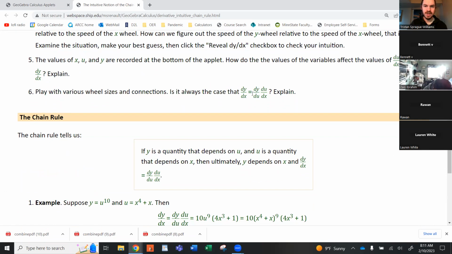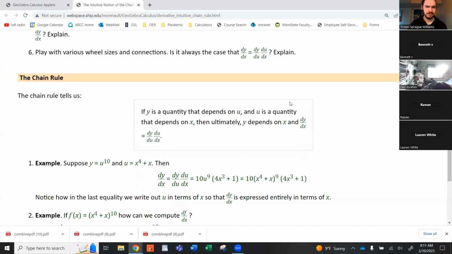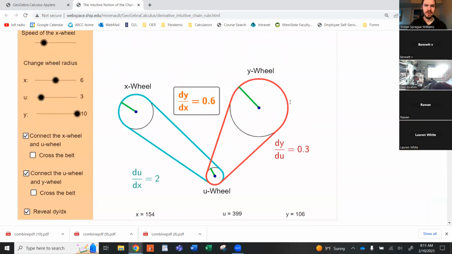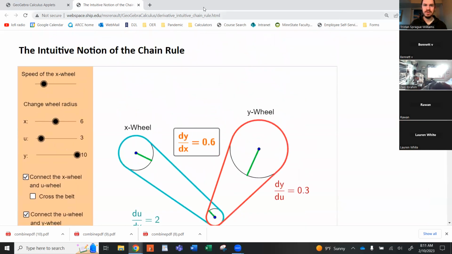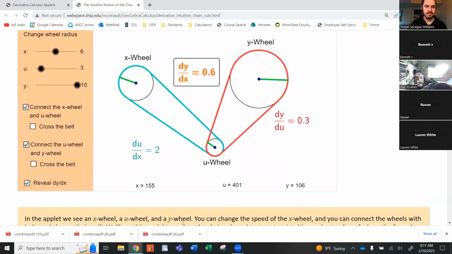So in notation, it looks like this: dy over dx, the rate of change in y with respect to x, is the rate of change in y with respect to u, first of all, multiplied by the rate of change in u with respect to x. That is the chain rule. Okay, so let's go ahead and put that aside now. We'll pull up our whiteboard.